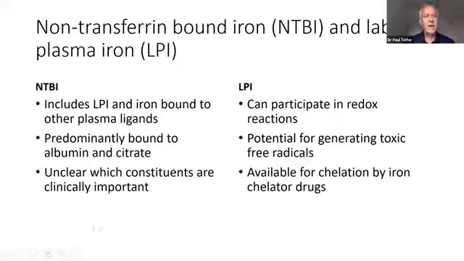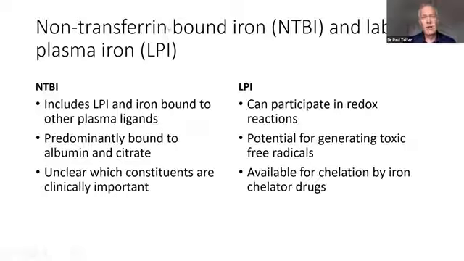So non-transferrin bound iron consists of various forms of iron which are not bound to transferrin, which are potentially toxic. And it appears that iron can be bound to other ligands apart from transferrin in the plasma. And these are predominantly albumin and citrate, but perhaps other things as well. And it's believed that these ligand forms of iron are probably not that active, but there is another form of non-transferrin bound iron where it's not particularly bound to these ligands, or not tightly bound to these ligands, and we call this labile plasma iron.